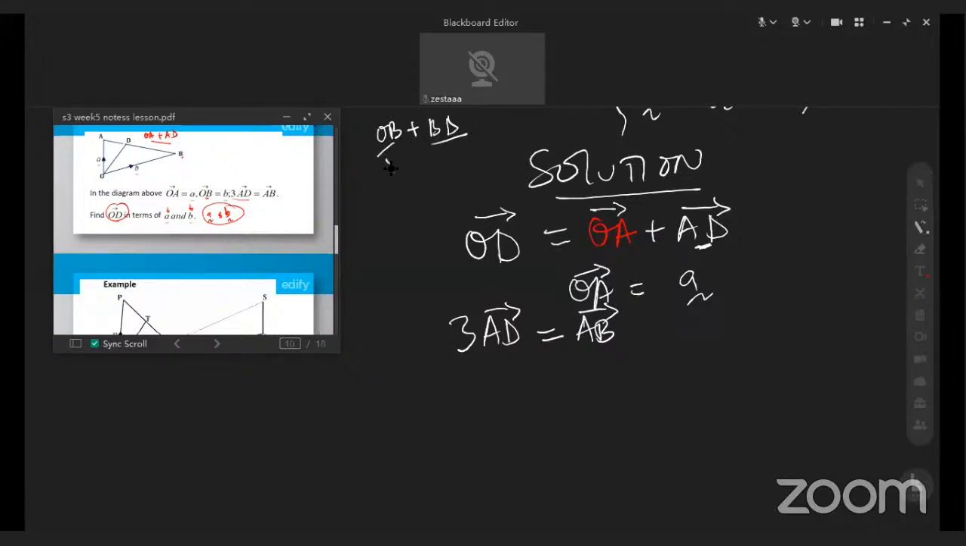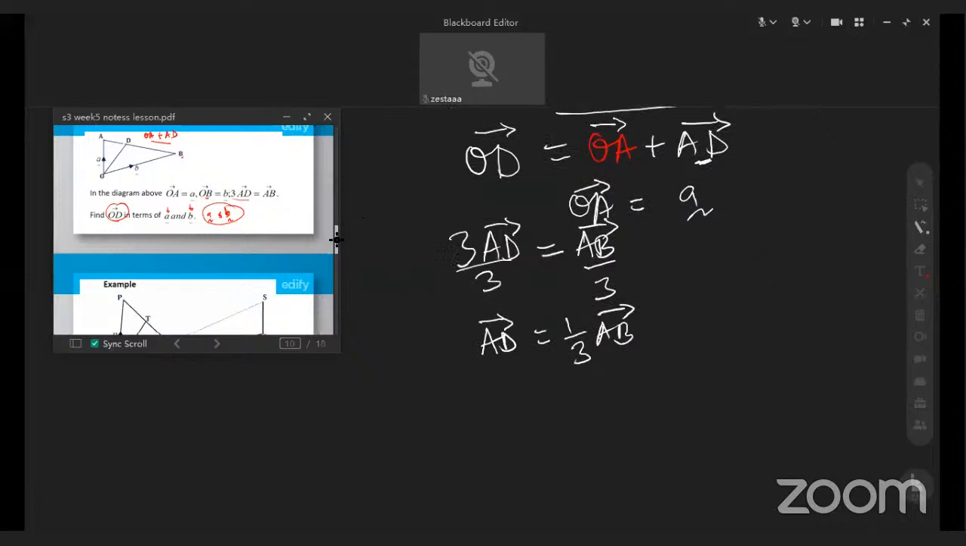So here you have your OB already, so your task is to find BD. It is fine. In our question, they've told us that 3AD is equal to AB. So when you divide through by 3, you have your AD as one out of three AB. But now what is AB? That's another task that we have.